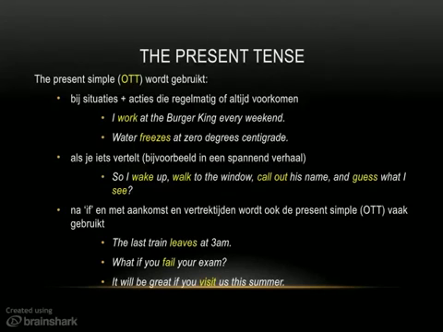In order to be able to know how and when to use the past tense, you have to be sure that you know how and when to use the present tense. So here is just a brief recap, revision of the present tense. You use the present tense for situations and actions which happen regularly or always. For example, I work at the Burger King every weekend. That is an action that is regular and always happens. It implies that you always work at the Burger King.